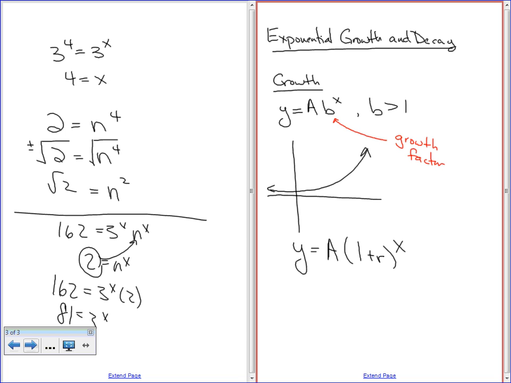So the R is the growth rate, which is given to you as a percent. So what you would need to do is take that percent, change it to a decimal, and then add it to 1, because the base has to be greater than 1. The other variables, the Y is the final amount of whatever you're dealing with, money, population, whatever it happens to be. A is the initial amount, whatever you start with. And then X is the number of growth periods.